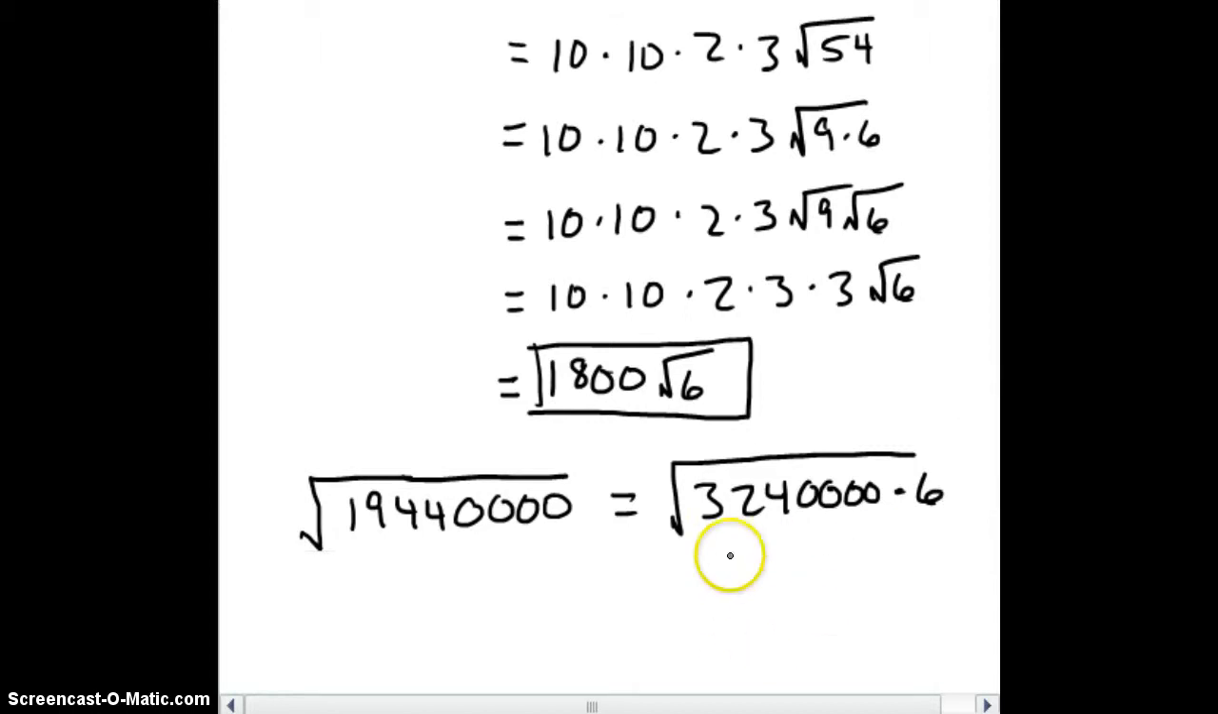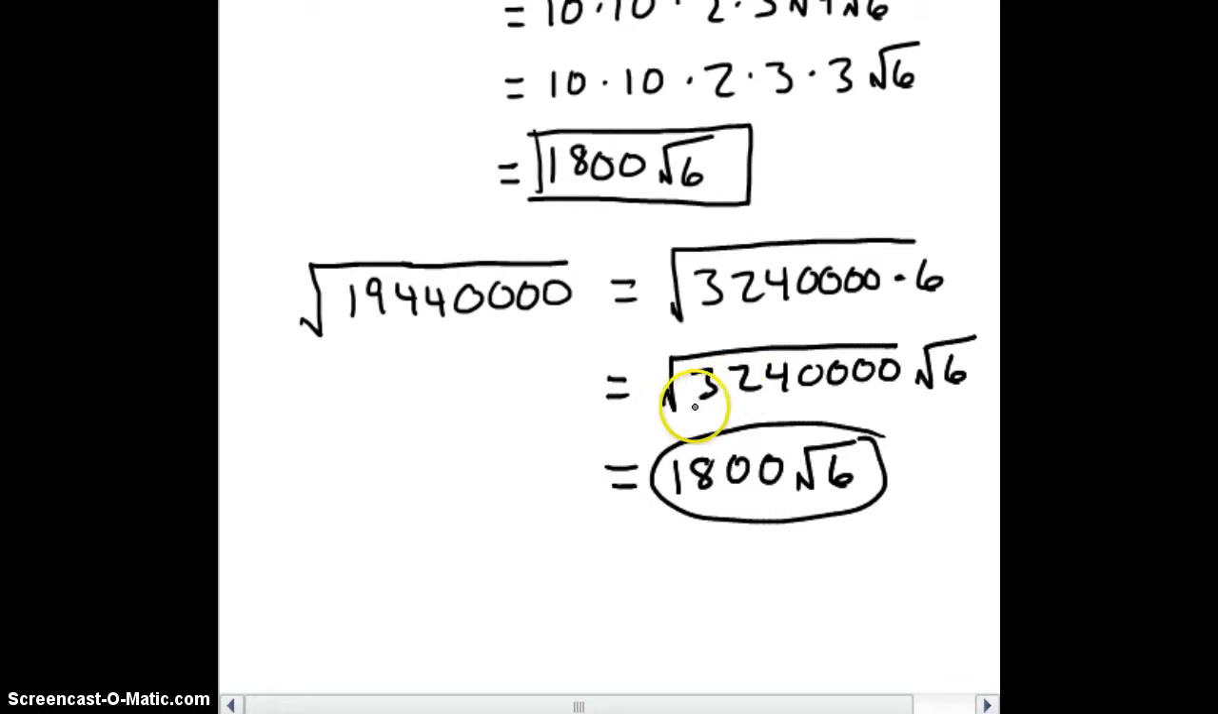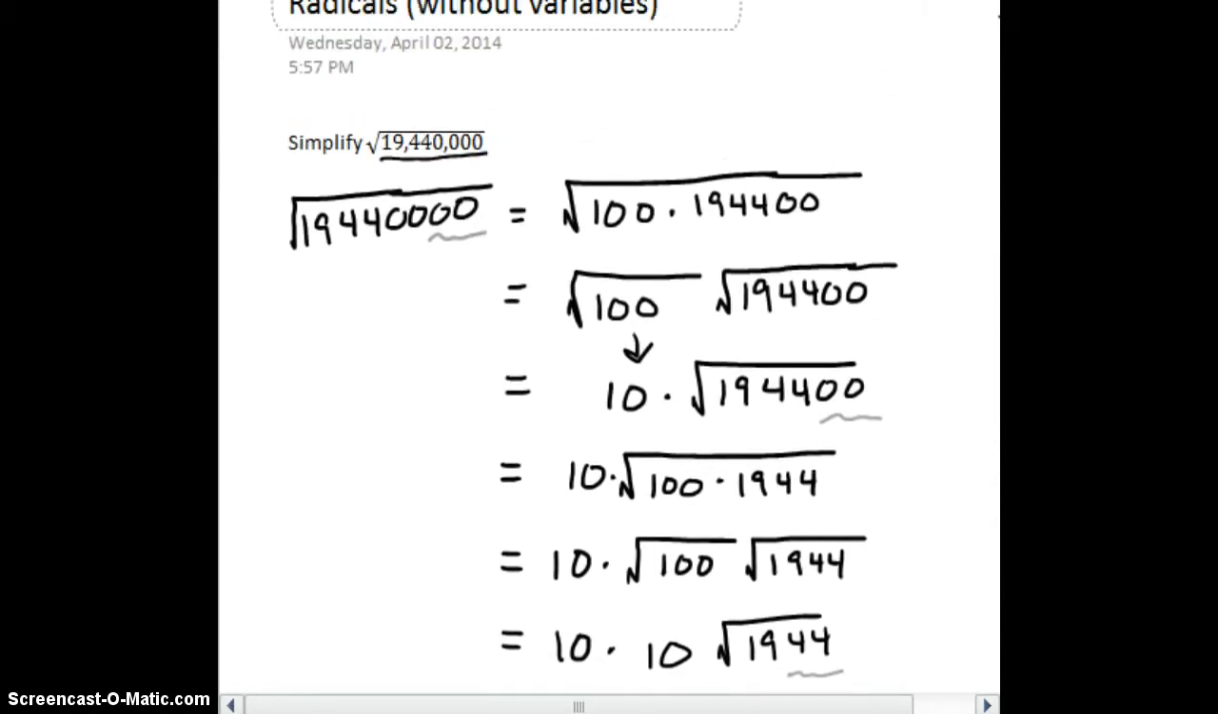What's going to happen is when I split this apart, the square root of 324,000 times the square root of 6, this will give me 1800 times the square root of 6. That was much faster, but I wouldn't count on anybody just looking at this number and figuring out that that's 6 times this huge perfect square right here. It's probably going to take several steps to break it down, but it's always done the exact same way.